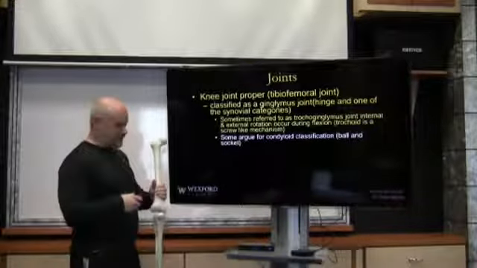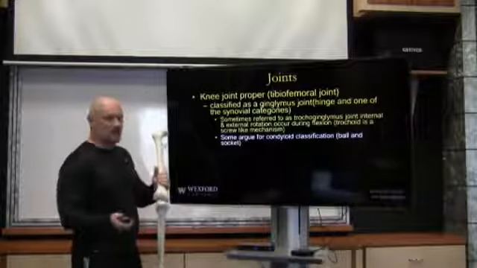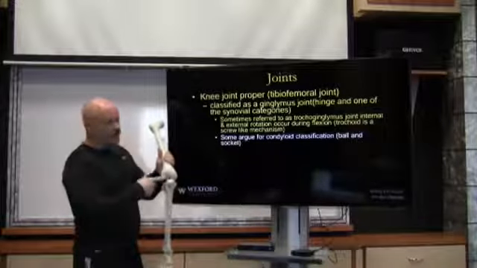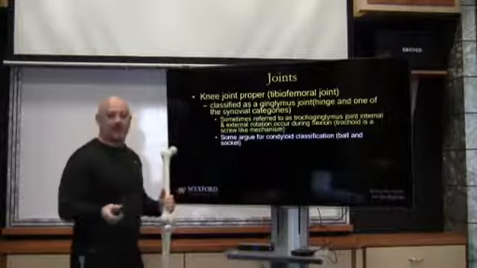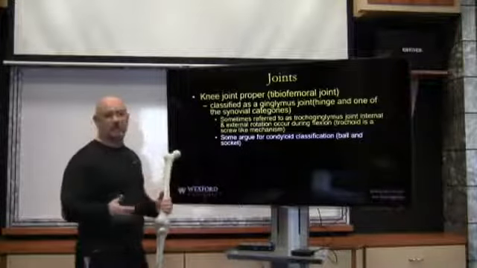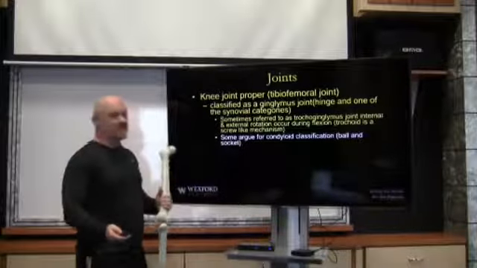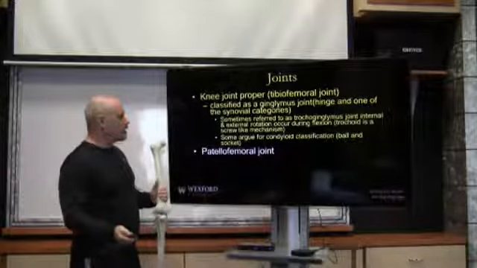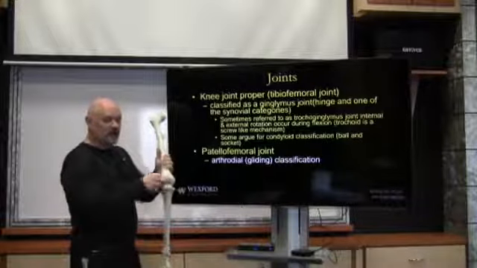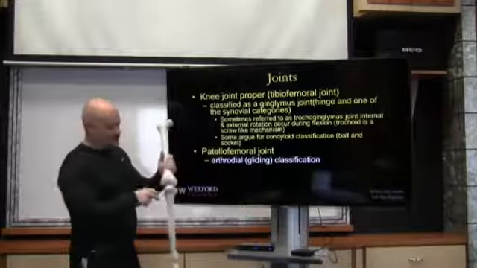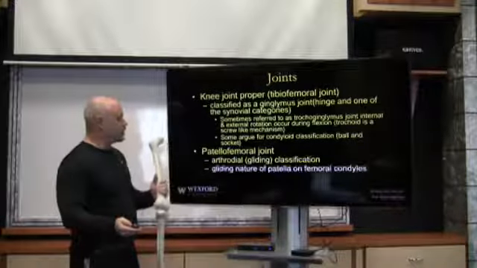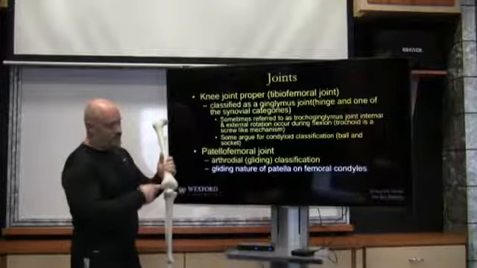Now there's some argument that this could be a condyloid joint, because it does have a tibial plateau that is concave, and these are convex, so depending on who you talk to. Like with a lot of things, depending on what book you read or what coach or scientist you talk to, you're going to get differences of opinion. Now the patellofemoral joint is arthrodial. It's a gliding joint. Remember the carpals in the hand? They glide across each other. This is the same thing. It's a gliding nature, patella on the femoral condyles.